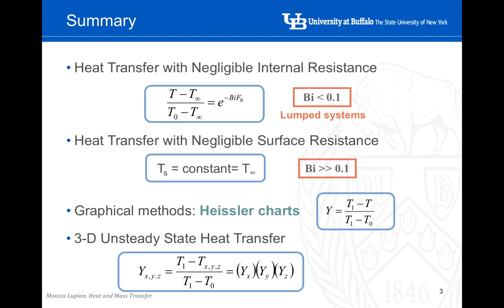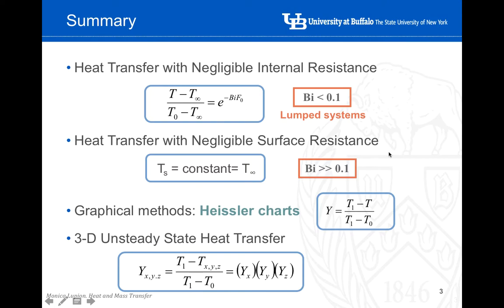In the first case, when the internal resistance is very small, we studied that the Biot number will be lower than 0.1. Those systems are called lumped systems, and in such cases, we can directly use this solution here, correlating the temperature and the time through the Fourier number.